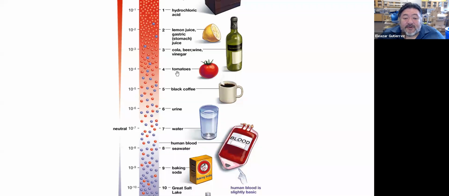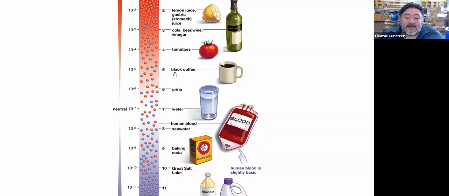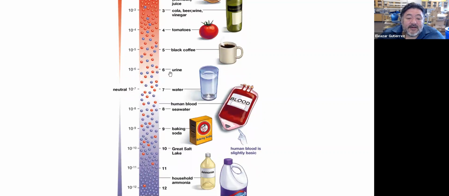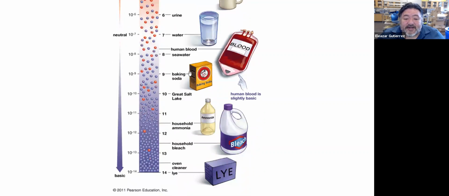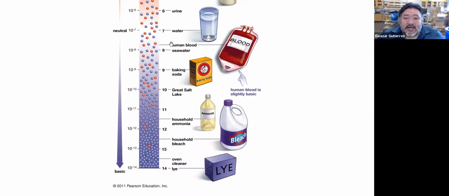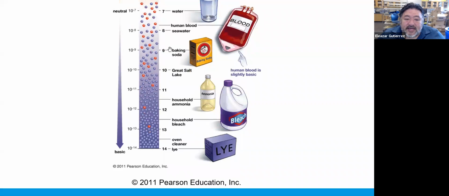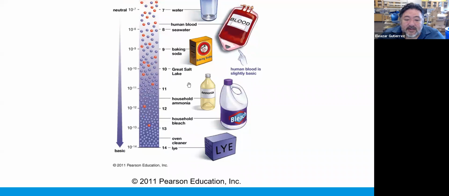Tomatoes is about a 4. Black coffee is about a 5. Thank God, because I would bathe in coffee if it was possible. Urine is about a 6. Water, neutral, about a 7. Human blood is between 7.35 and 7.45. So we're slightly alkaline.